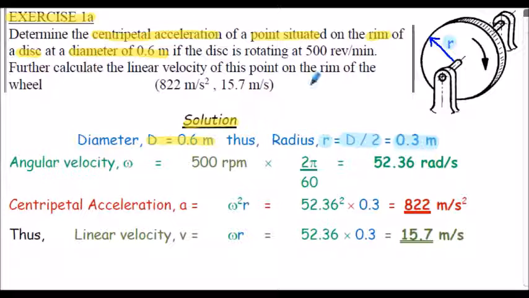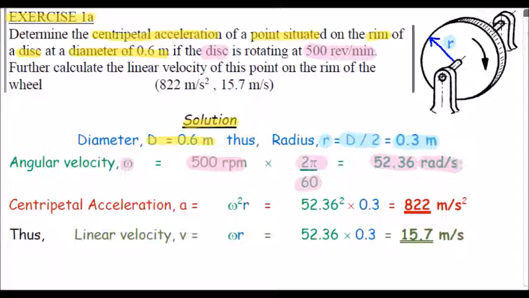Given that the disc is rotating at 500 revs per minute, we need to convert that into radians per second. So our angular velocity omega is 500 rpm multiplied by 2 pi divided by 60, so that's 52.36 radians per second.